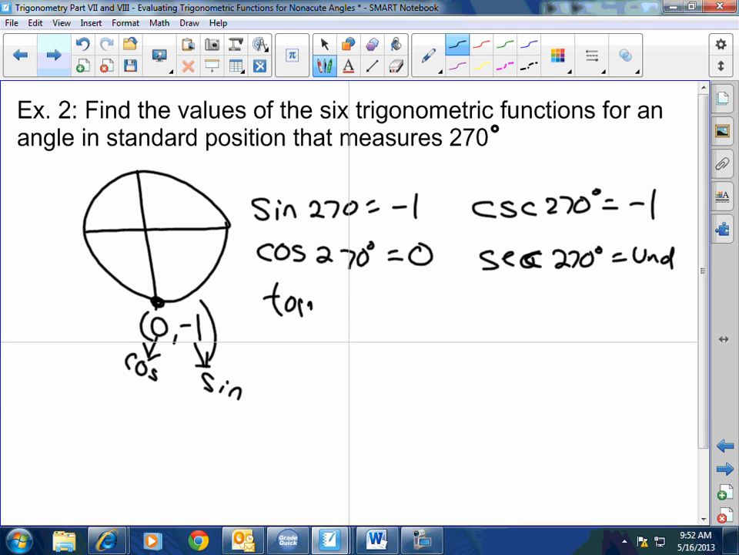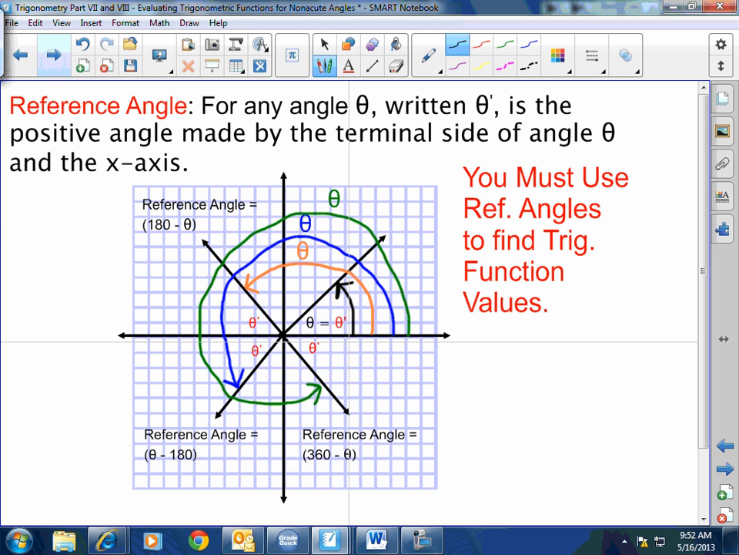Tangent. Remember, tangent is sine over cosine. So what's the tangent of 270? Undefined. Very good. And what is the cotangent of 270? 0. Remember, cotangent is the reciprocal, so it's cosine over sine. 0 over negative 1 is 0. Is this making sense, boys? Awesome. Let us continue.